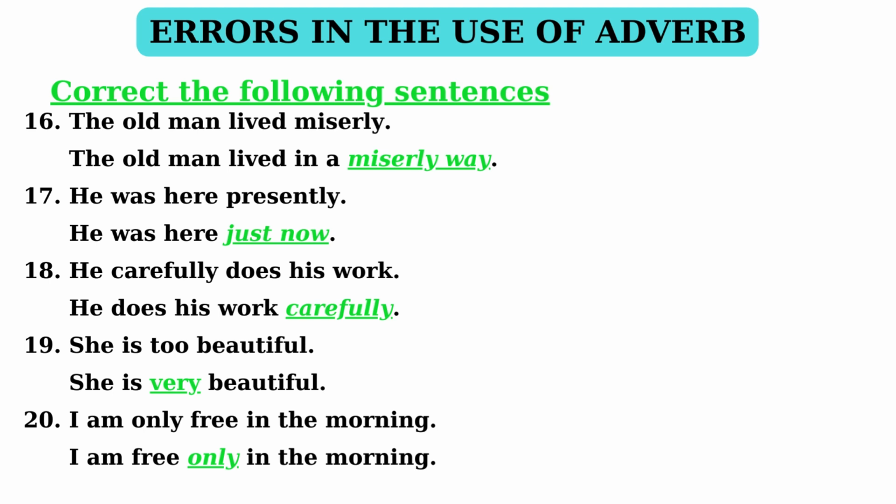In the next sentence, that is number 20, I am only free in the morning. Now just jumble up the words only and free and then frame the sentence again and see how it sounds. I am free only in the morning. Now over here, these two words are just jumbled up. Only and free. Put free first and then bring only after free. Then you see the sentence. The meaning comes out proper and sounds good also. I am free only in the morning.